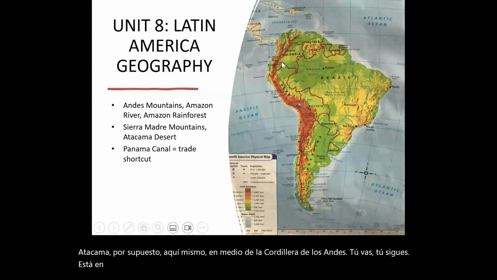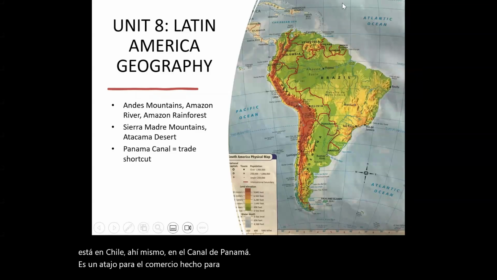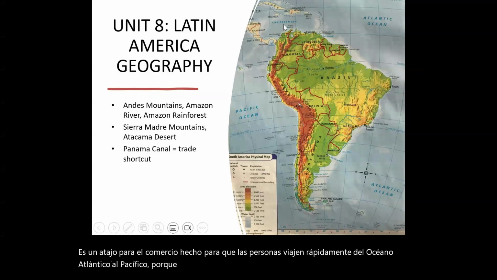Panama Canal, it is a shortcut for trading, made for people to travel quickly from the Atlantic to the Pacific Ocean. Because if there was no shortcut here, they would have to travel all the way around to cross over to the Pacific Ocean.